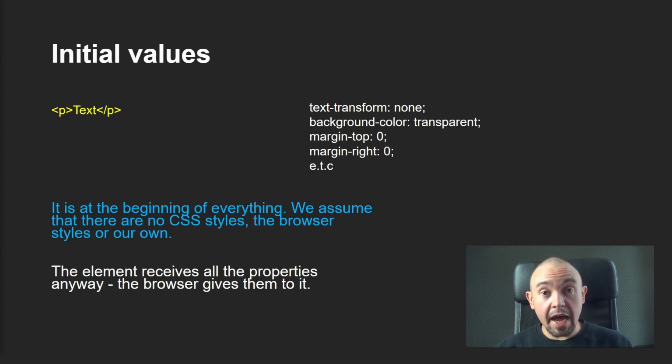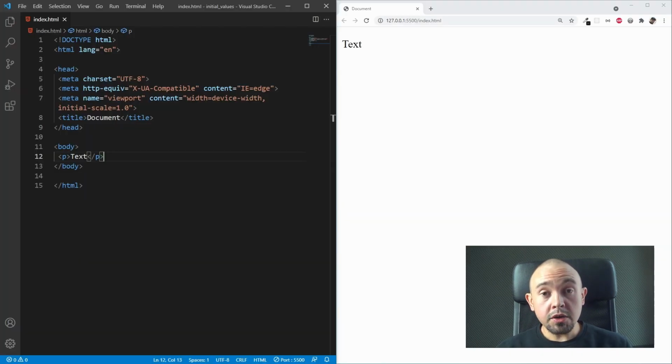If we create an element, for example a p tag, the browser, when rendering this element, creates a lot of properties for it and assigns the values to them. Here you can see a simple HTML document where I only place the p tag in the body with some text in it. You can see the preview of this project on the right side of the screen. Now let's open DevTools.